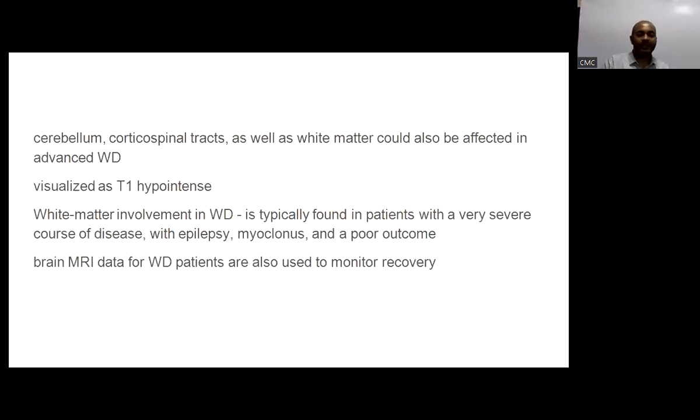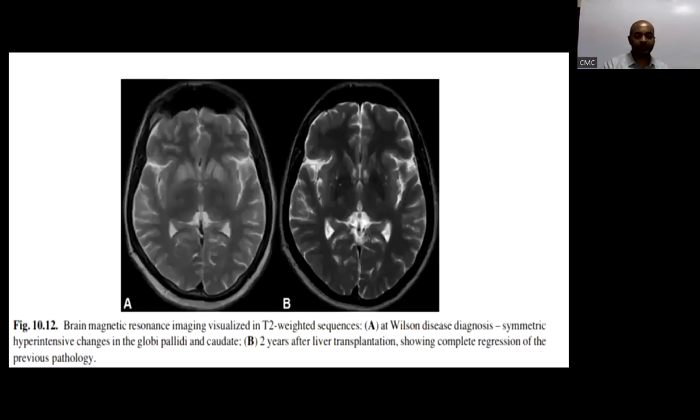So also we can see involvement of cerebellum, corticospinal tracts, and white matter, which can be seen in advanced cases. They usually will have a T1 hypointensity. White matter changes can also be seen in Wilson disease, typically found in very severe disease, patients with epilepsy, myoclonus. They have a poor outcome. MRI can also be used for monitoring recovery in patients with Wilson. So this can regress on treatment. This first is before treatment, second is 2 years after liver transplantation.